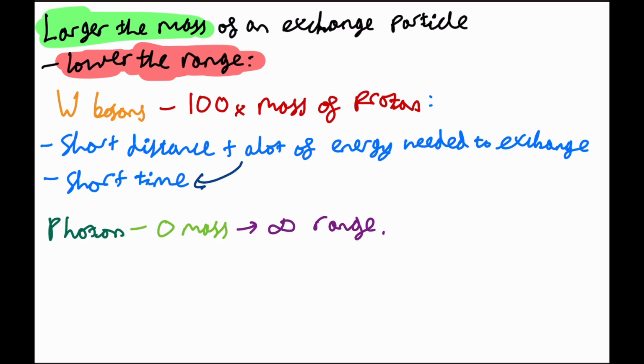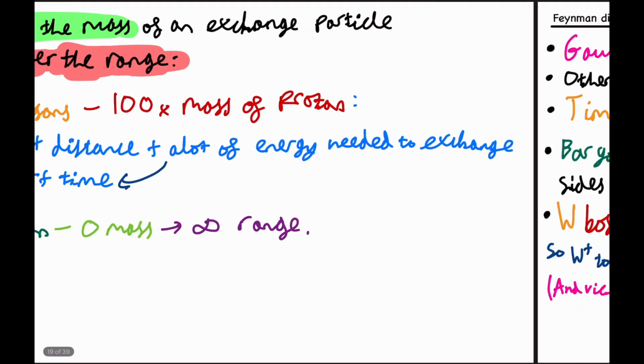And because the photon has zero mass, looking at our rule from before, that the larger the mass of an exchange particle, the lower the range, because a photon has no mass whatsoever, it would have an infinite range, so it would have a really large range.